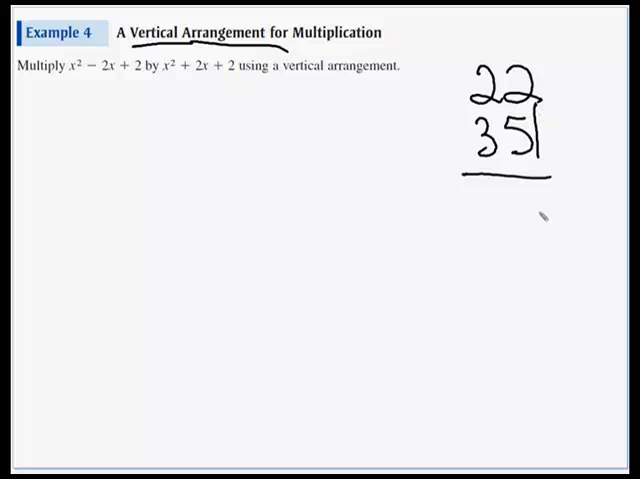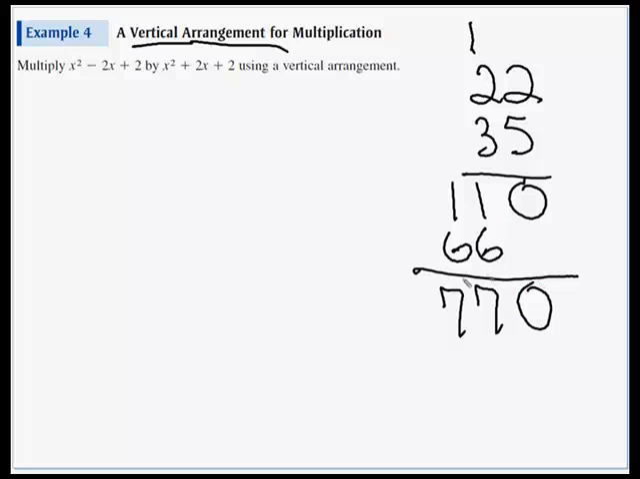And then our 2 times 5 is 10, so we have a 0, carry the 1. 2 times 5 is another 10, add the 1, we get 11. 3 times 2 is 6. 3 times this 2 is also 6. And then we sum them up underneath and add the columns. So 22 times 35 is 770.